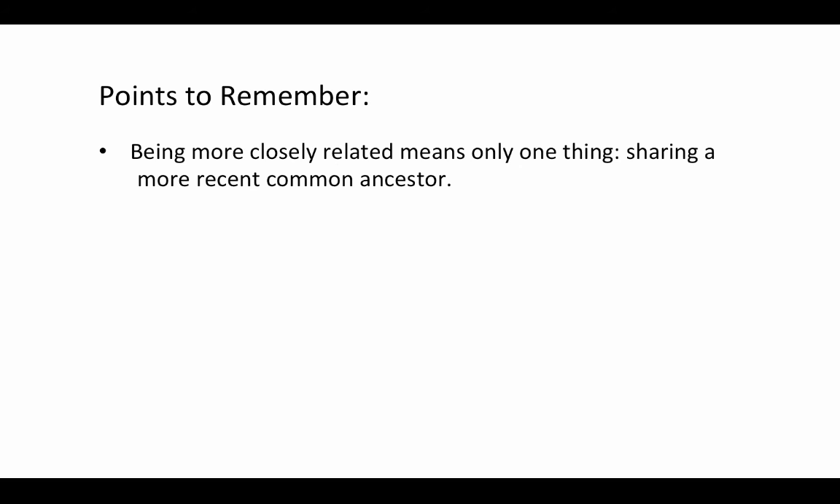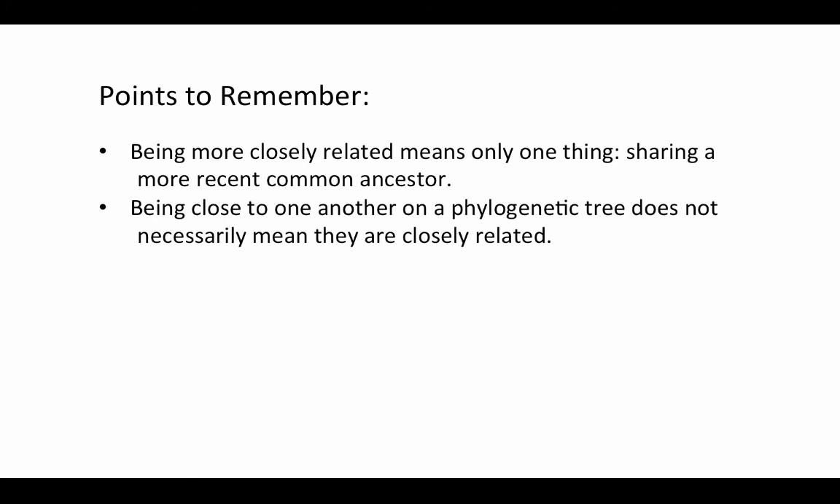So let's just wrap up with some important points to remember from this lesson. First of all, being more closely related means one thing and one thing only, that you share a more recent common ancestor. Being close to one another on a phylogenetic tree does not necessarily mean that they are closely related. Okay, so we saw that sloths and primates sat right next to each other on the tree, but they were not more closely related than sloths and bats, even though bats were very far from both of them on the tree.